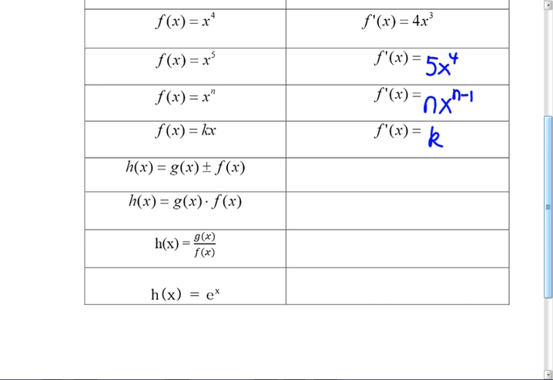Okay, what about h prime? You can do this one. It's g prime of x plus or minus f prime of x. That's nice. You can distribute derivatives over a sum or difference.